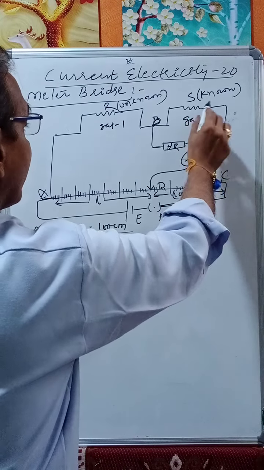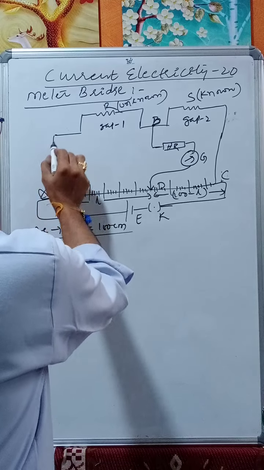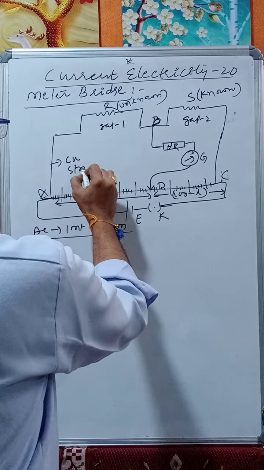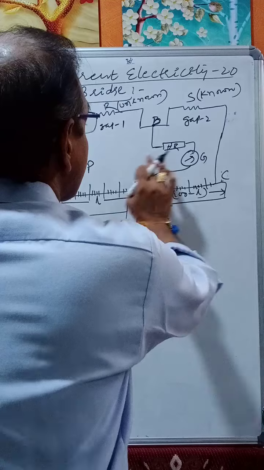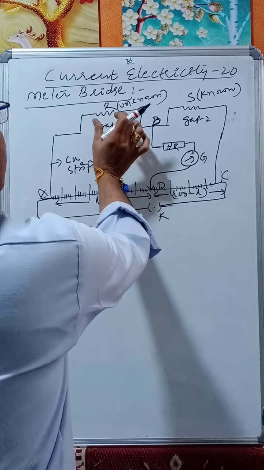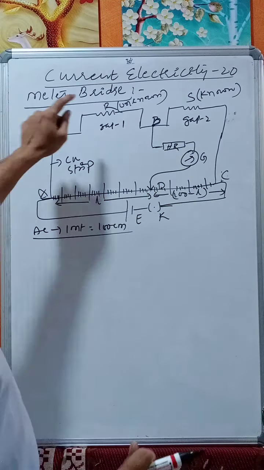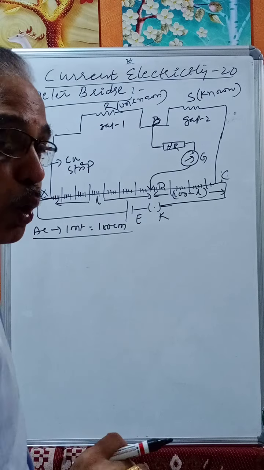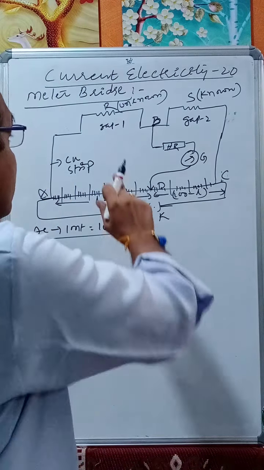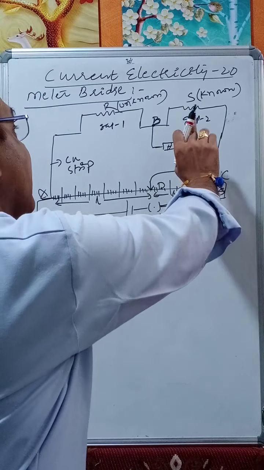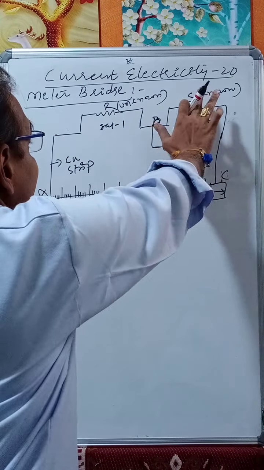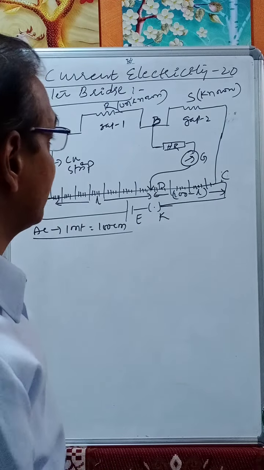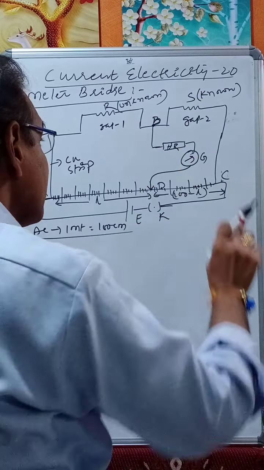This wire is fixed between two metallic copper strips. This is a copper strip, this is a copper strip, and this is gap 1, this is gap 2. In gap 1, an unknown resistance R is to be placed, and in the other gap, a known resistance S is placed. R and S are two resistors connected by copper strips.